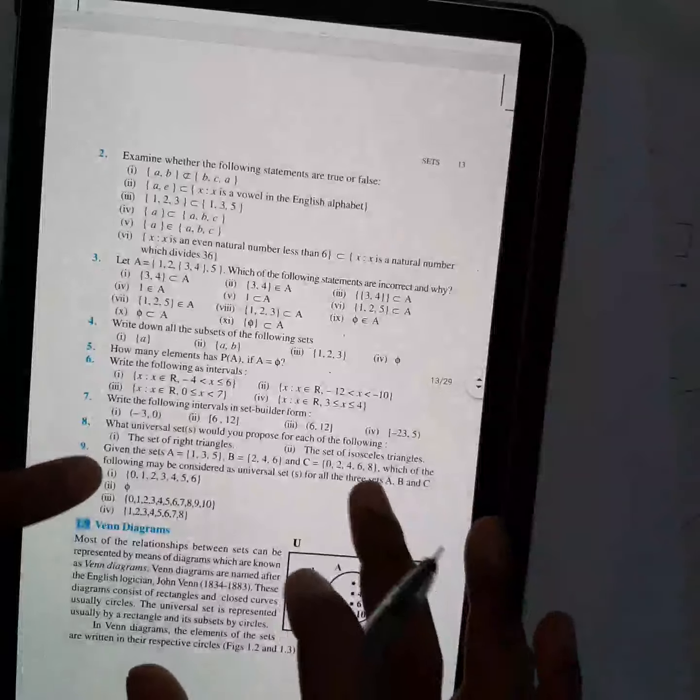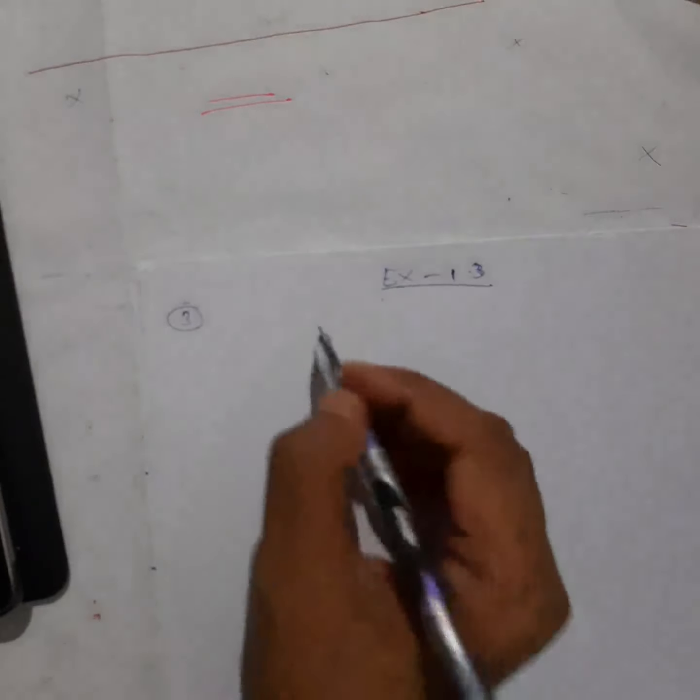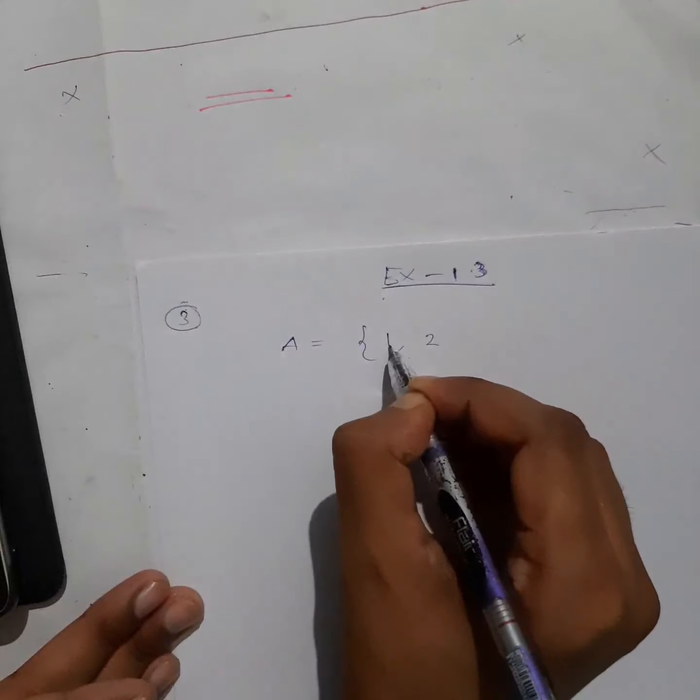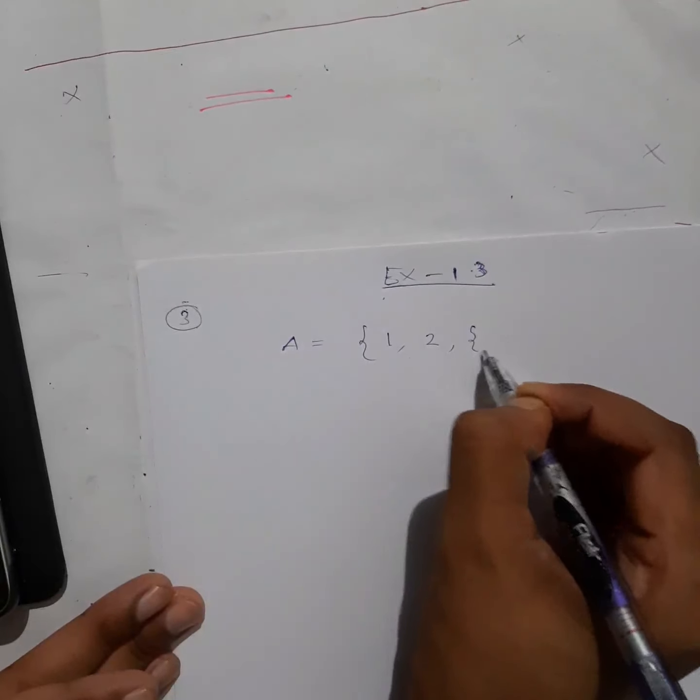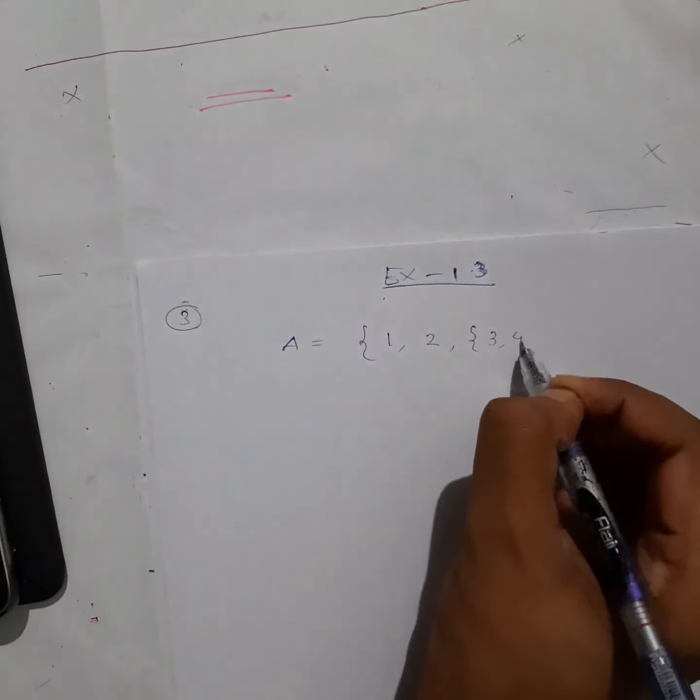Okay, so let's continue all the questions left over. In the last class I told you question number 31, right? So what is the set given here? A is equal to {1, 2, ...}. Elements are 1, 2, comma, then this is a single element.